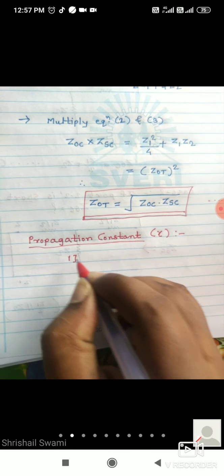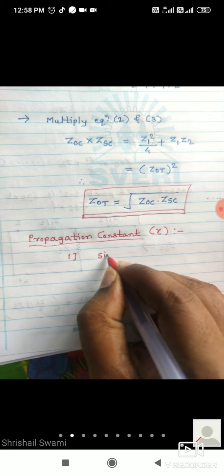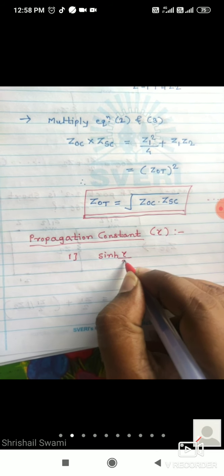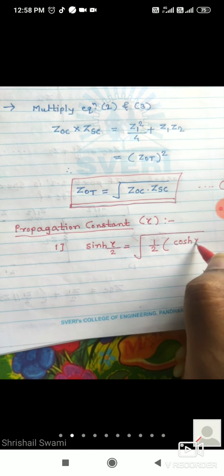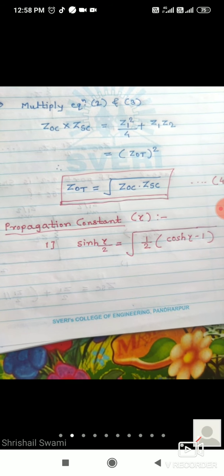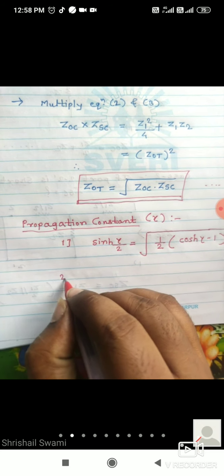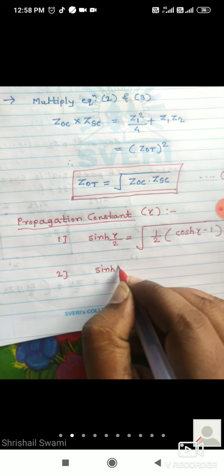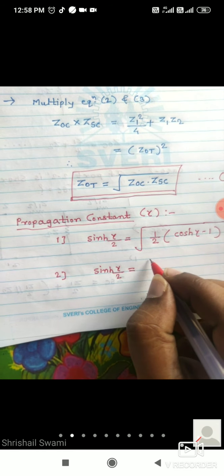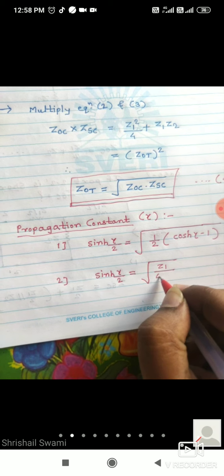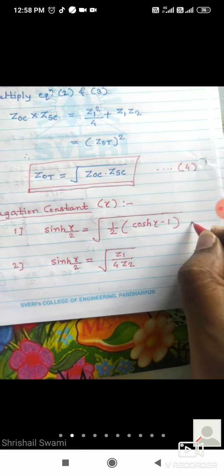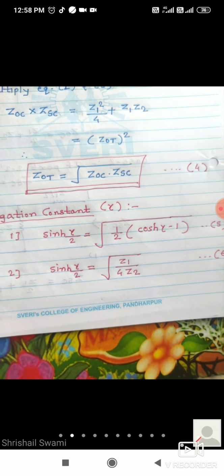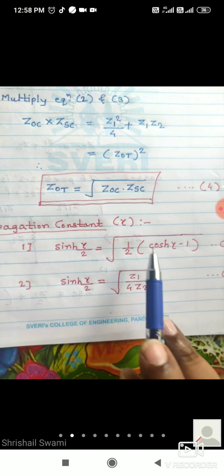So there will be two formulas. One is sinh(gamma/2) is equal to under root 1 by 2 in bracket (cosh gamma minus 1). So this is the formula we require, as well as the second formula, sinh(gamma/2) is equal to under root Z1 divided by 4Z2. So these two formulas I will give the numbers 5 and 6. These two formulas we require to calculate the propagation constant, that is gamma.